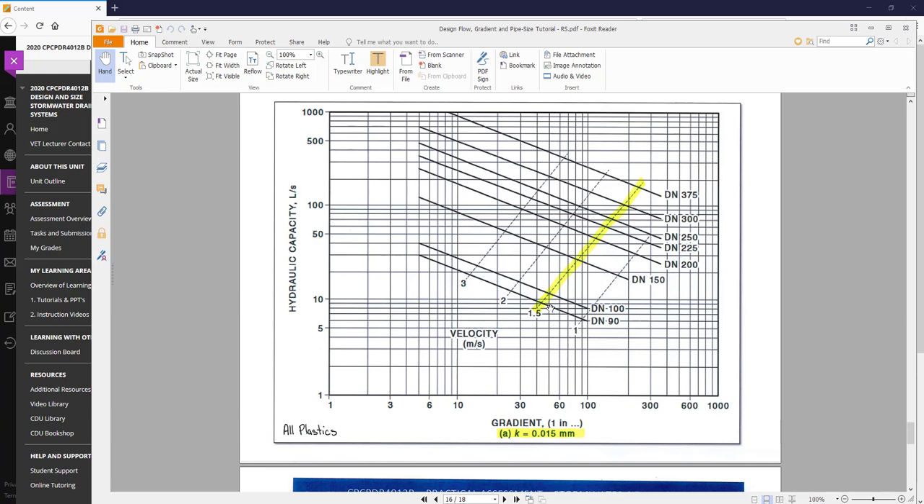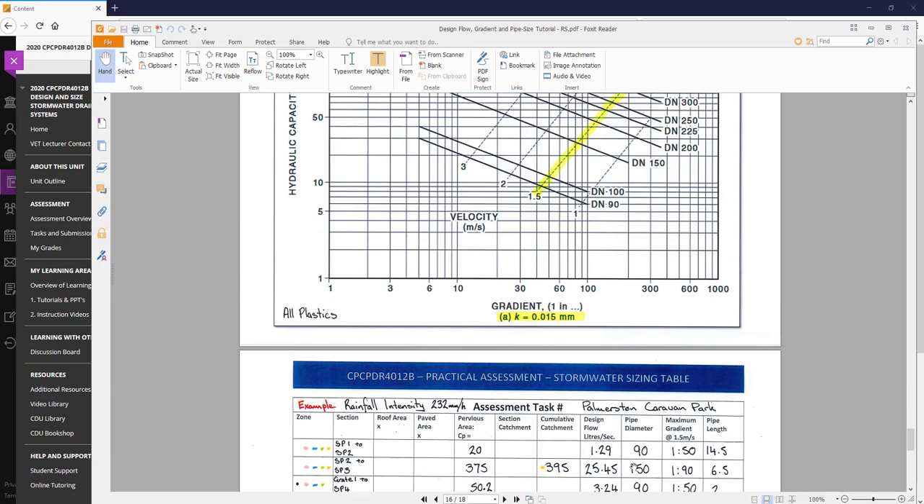So the gradient, it's 90 mil pipe we're using, and the gradient's going to be 1:50. All right, so 30, 40, 50. There's 60. So if we go up, it's 90 mil pipe, and it will be 1:50. And if we go down here, you'll see there I've already marked it in. Say 90 mil pipe, 1:50. Now we just go through and we do each one of them like that.